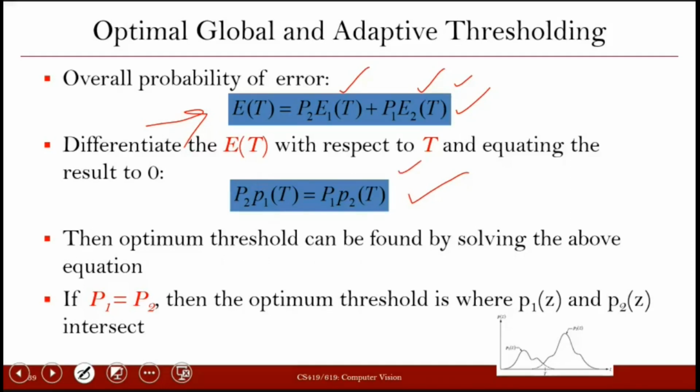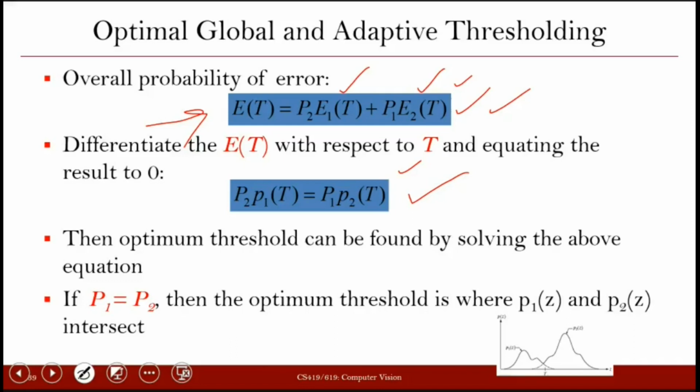Why did we differentiate and set it to 0? We want this error to be minimized, right? Whenever we want to minimize or maximize any function, we go for differentiation and put the value to 0. That's exactly what we are doing here. We are differentiating it and then equating the differentiation to 0 so that we get the optimum value.